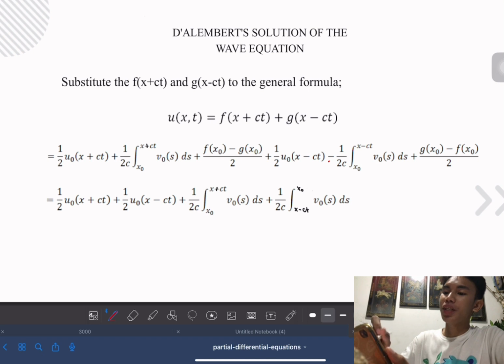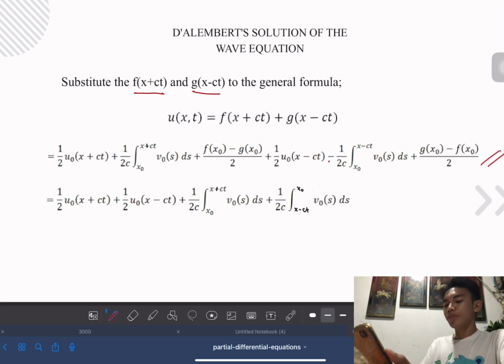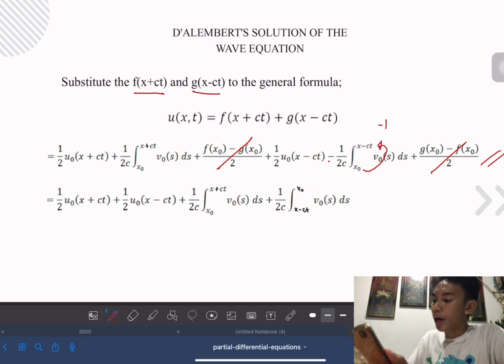The next step will be to substitute the f of x plus ct and g of x minus ct into the general formula. And we will be coming up with this equation. As you can see, this function will be cancelled out by this function. And we are switching these limits. And when we're switching these limits, the negative 1 comes out, so this function will be going to positive.